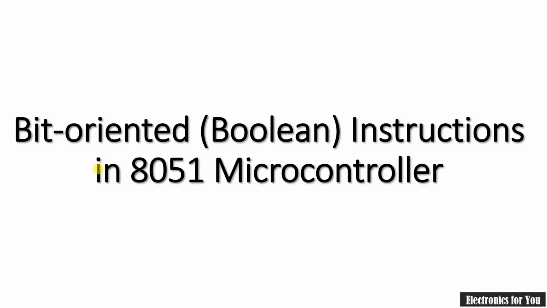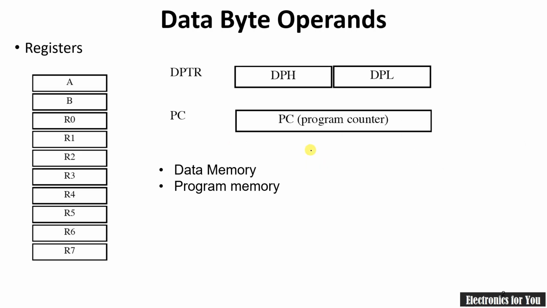In this tutorial, I will explain bit-oriented instructions, also known as Boolean instructions in the 8051 microcontroller. So these are the types of operands. Basically, operands may be a register, or an internal or external memory address. The memory can be data memory or program memory, or any special function register can also be the operand, or it may be a data byte itself.